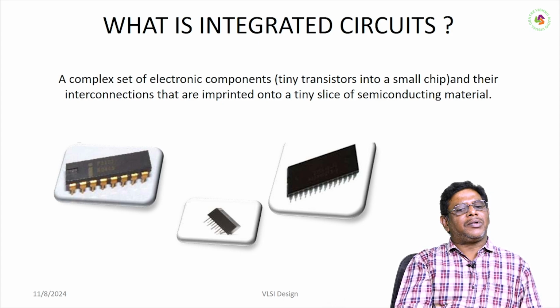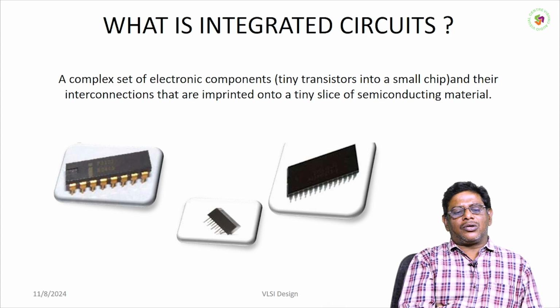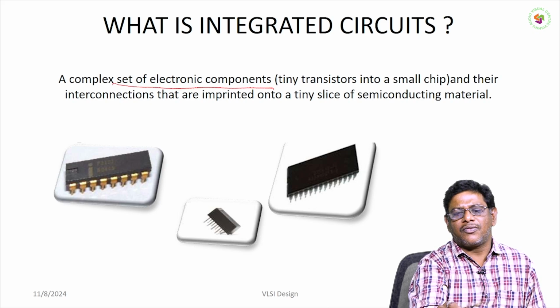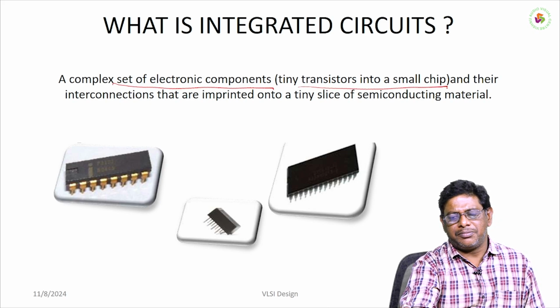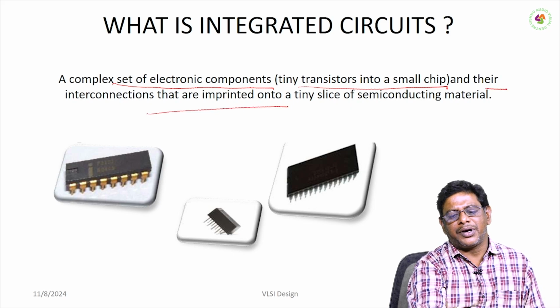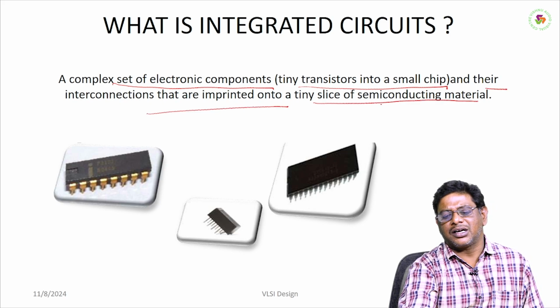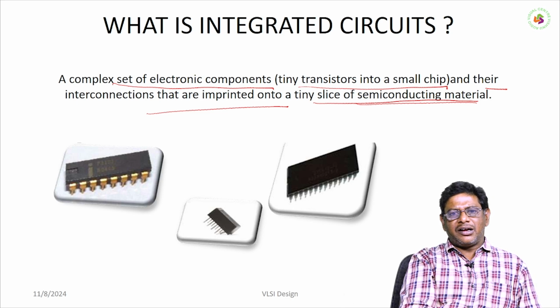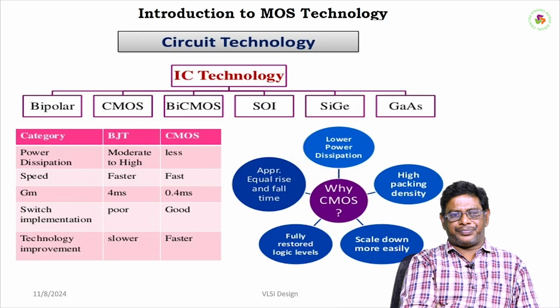So what exactly is meant by an integrated circuit? A complex set of electronic components, which are tiny transistors in a small chip, and their interconnections that are imprinted on a tiny silicon semiconductor material. So on top of the silicon semiconductor material, we are forming a number of tiny transistors, and those transistors are combined together to make an integrated circuit.